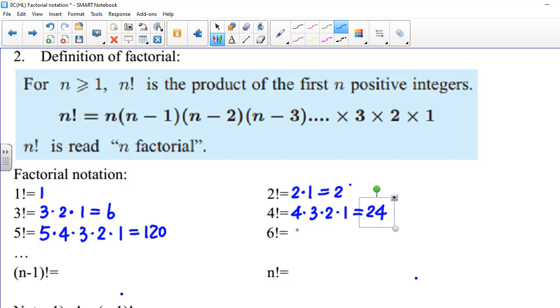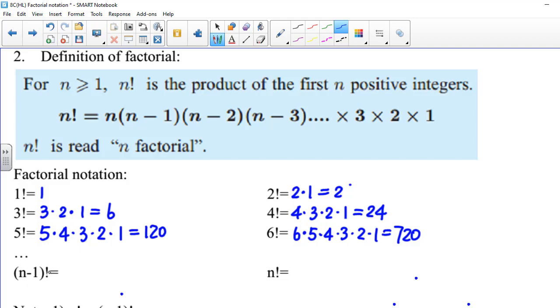6 factorial means I start with 6, write down all the numbers in the product by decreasing by 1 all the way down to 1. 6 times 5 times 4 times 3 times 2 times 1. The answer is 720. What is n minus 1 factorial?